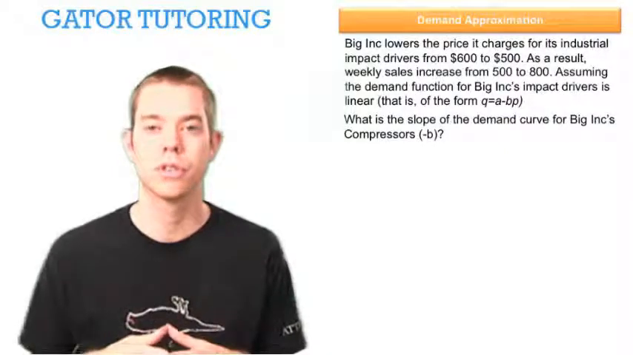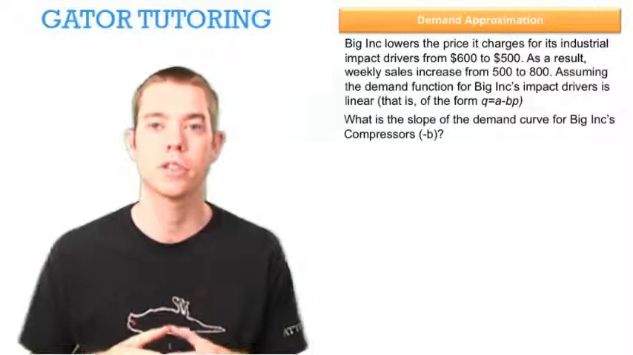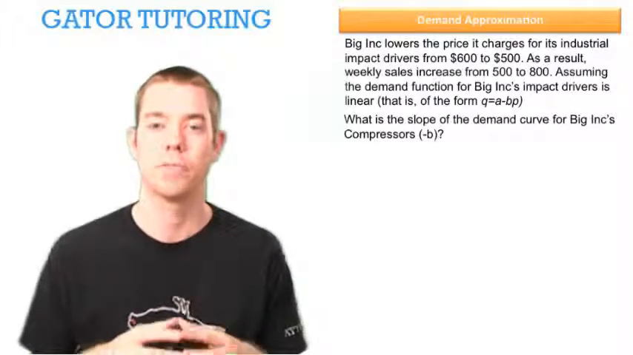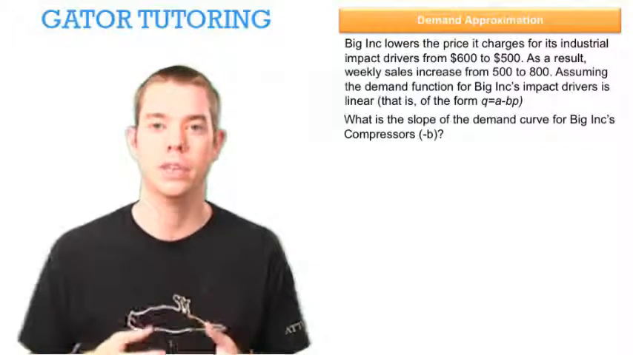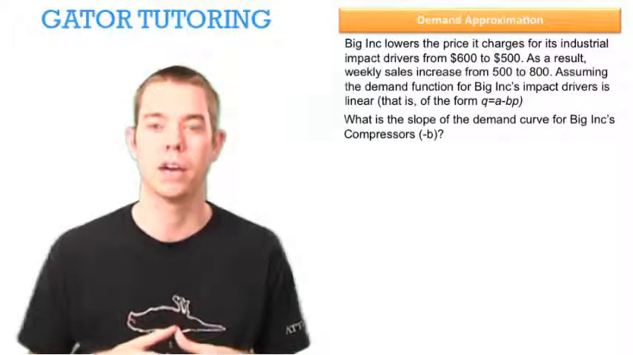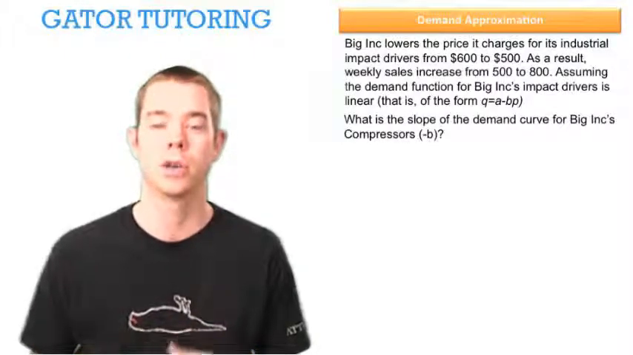Well, this is a little different than usual demand approximation questions. Usually we're trying to find the slope of the inverse demand, so we have P on the left side of our equation in the form of P equals A minus BQ. Well, in this form, with Q on the left side of the equation, we're looking for our demand curve's slope. We're going to do it opposite.